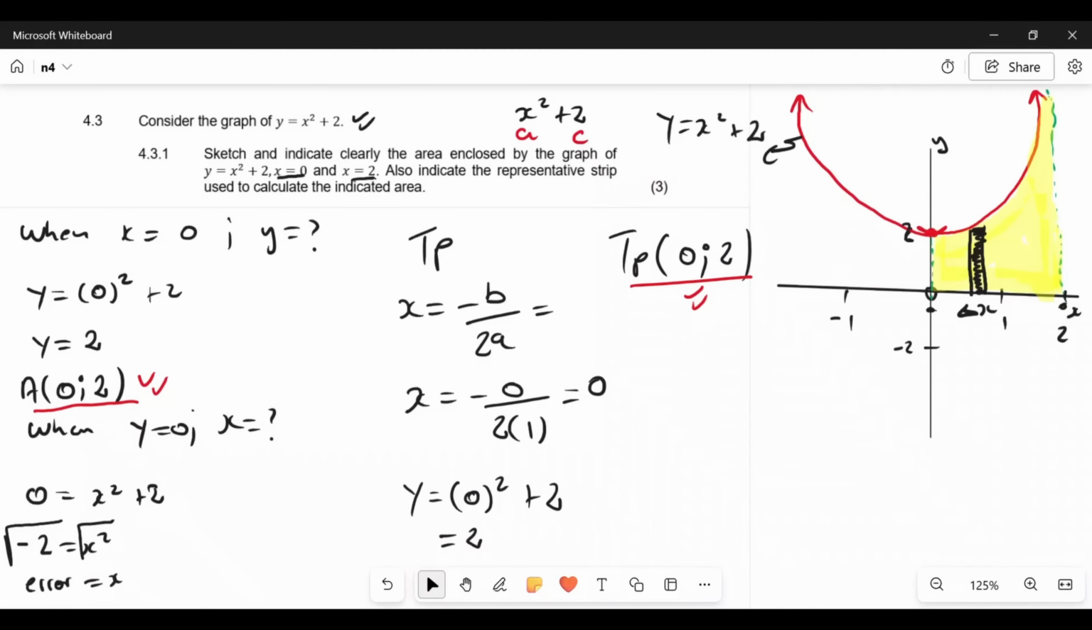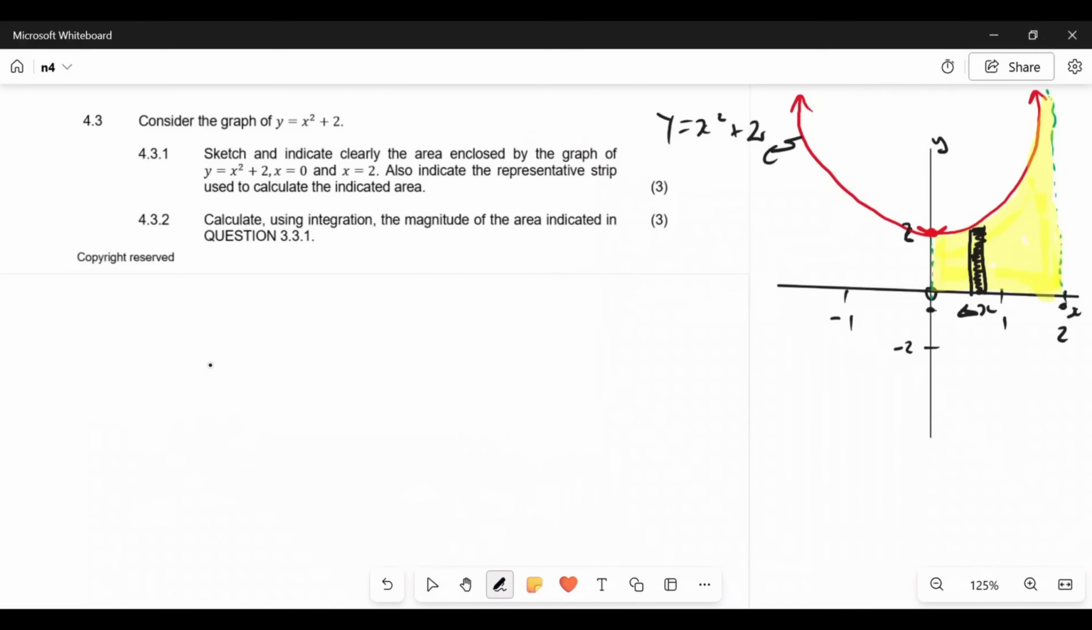Right, guys, we are done with 4.3.1. Let's look at 4.3.2. Here's our 4.3.2. Let's read the statement. Calculate, using integration, the magnitude of the area indicated in question 4.3.1. So here they want us to use definite integrals to calculate the area of the one that we just created on the graph. Hence, I left this graph here.